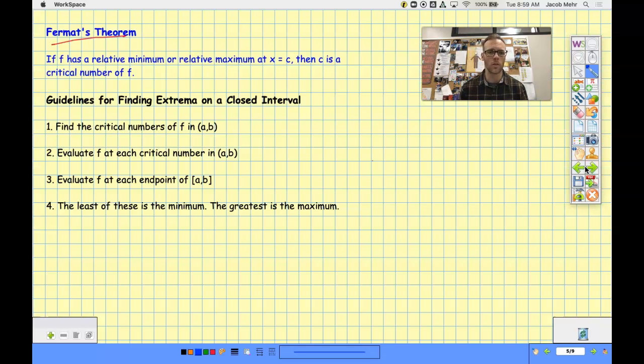And that's why when we take a look at my guidelines for finding extrema, what we do is we find the critical numbers and we evaluate the critical numbers. We find their y values. But then we also have to look at the endpoints and look at the y values of the endpoints. So find the critical numbers, where the derivative equals 0 or it's not differentiable. We then find the y value at those critical numbers. We then look at the endpoints and their y values, and then we compare them. The least is going to be the minimum. The greatest is going to be the maximum.